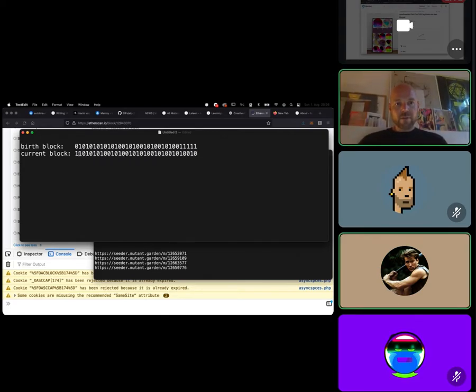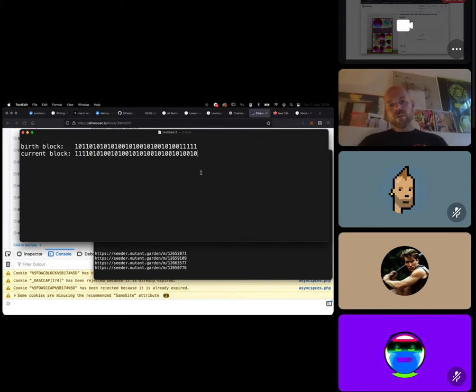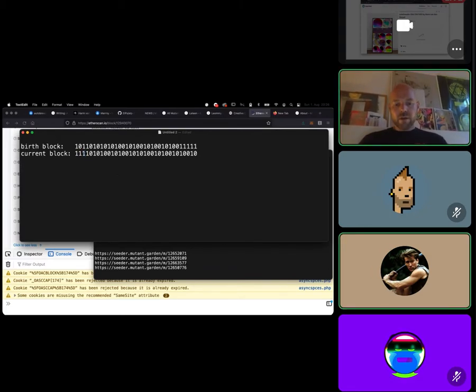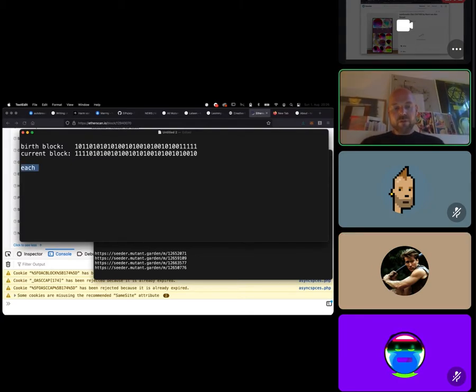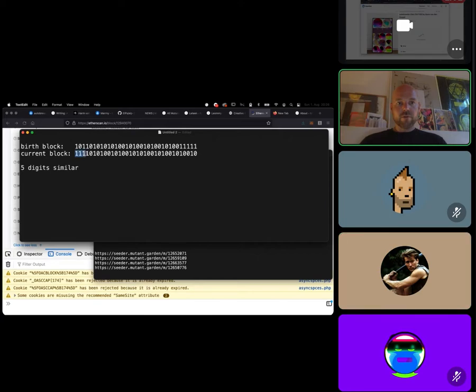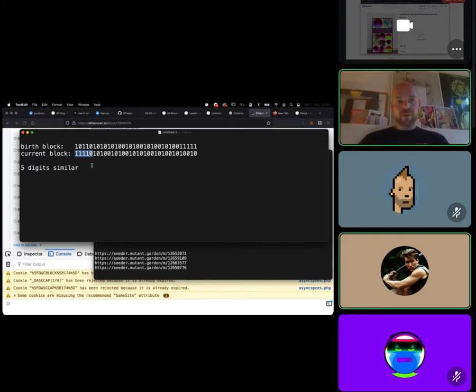So let's say this is actually impossible. It has to be lower. Some mutants say, for example, that they need 5 digits similar. That would mean it's checking 1, 2, 3, 4, 5. Unfortunately, this one is not the same. So next block it will mutate.